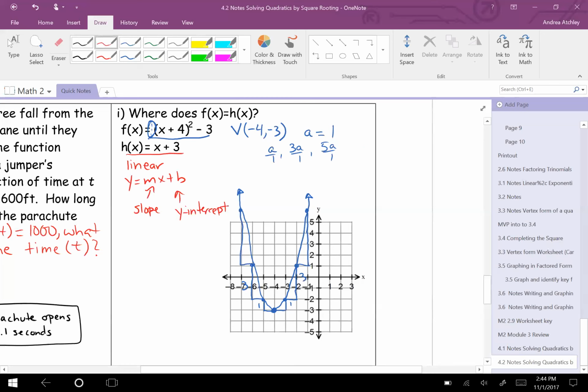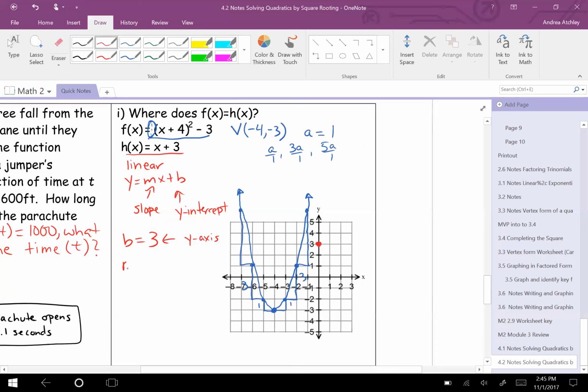So class, you want to start with the b. What is the y-intercept here? 3. So 3, and it's on the y-axis. That's where we begin. Not negative, sorry. I just graphed -3. I want +3. There we go.